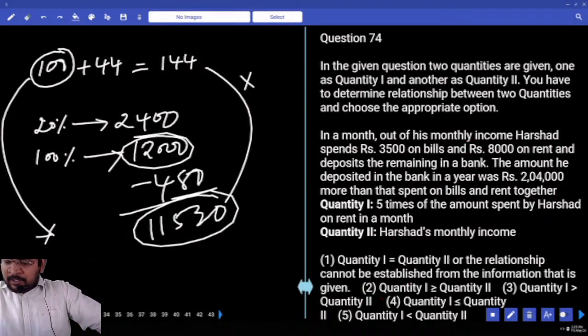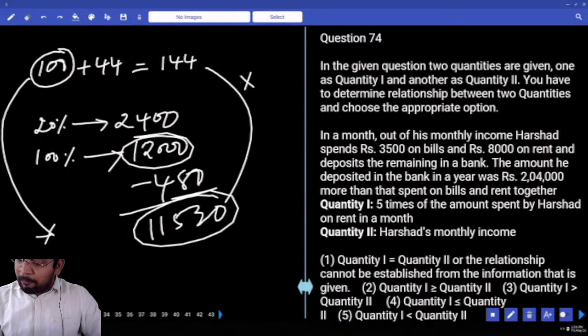Next one. In a month, out of his monthly income, Harshad spends 3,500 on bills and 8,000 on rent and deposits the remaining in a bank. The amount he deposited in the bank in a year was 2,04,000, which is more than that spent on bills and rent together.